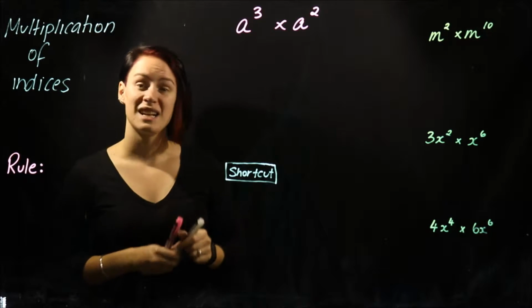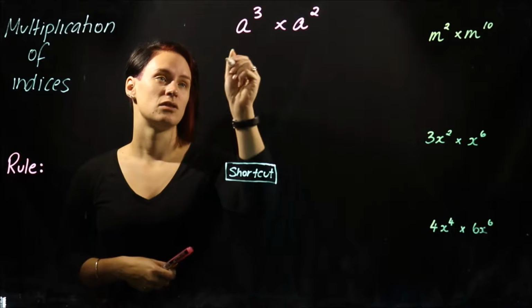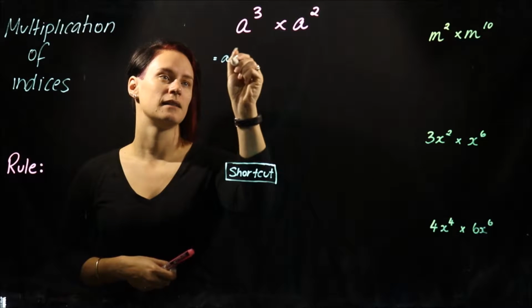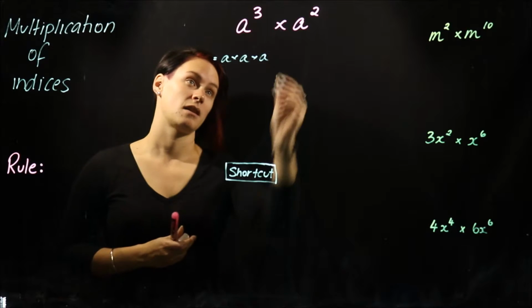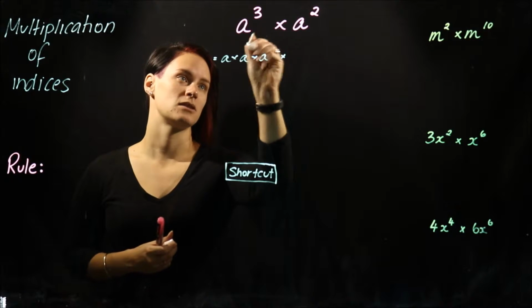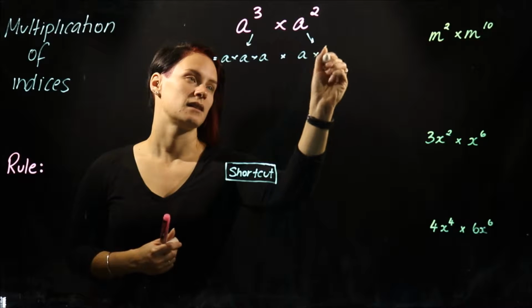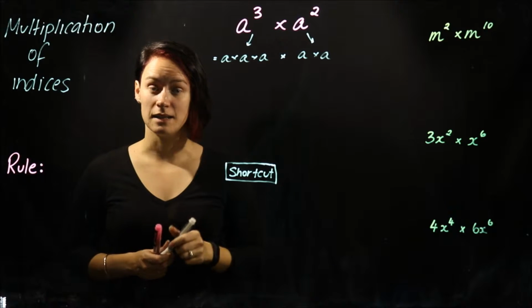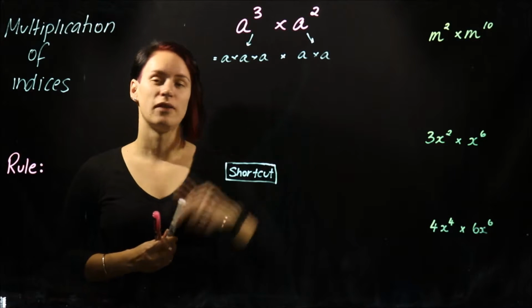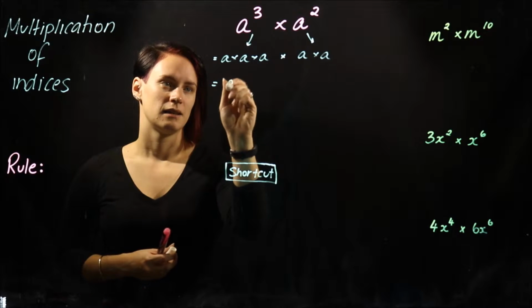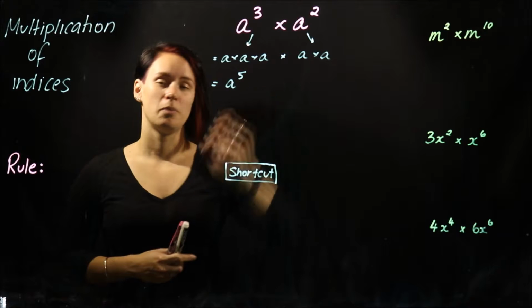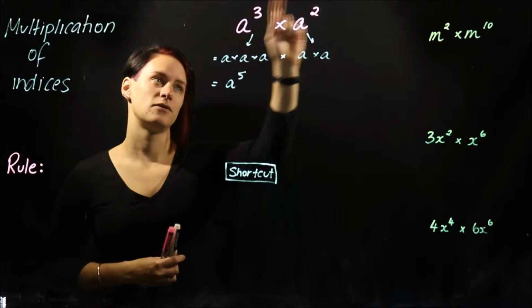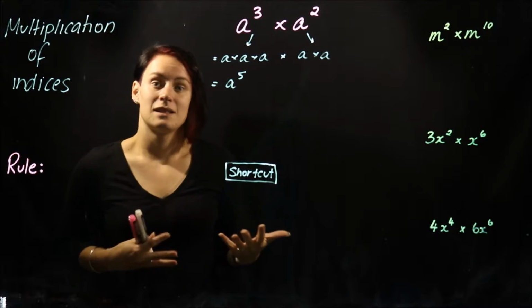We know that if we try and expand our A to the power of 3, we'd have A times A times A. And then if we times that by this expansion of A times A, which is what A squared really is, then we have 1, 2, 3, 4, 5 A's. So what we're looking at here is A to the power of 5. Now that's nice and easy if we have small powers. If I gave you ones with powers of 49 and 57, then that's going to take quite a while.